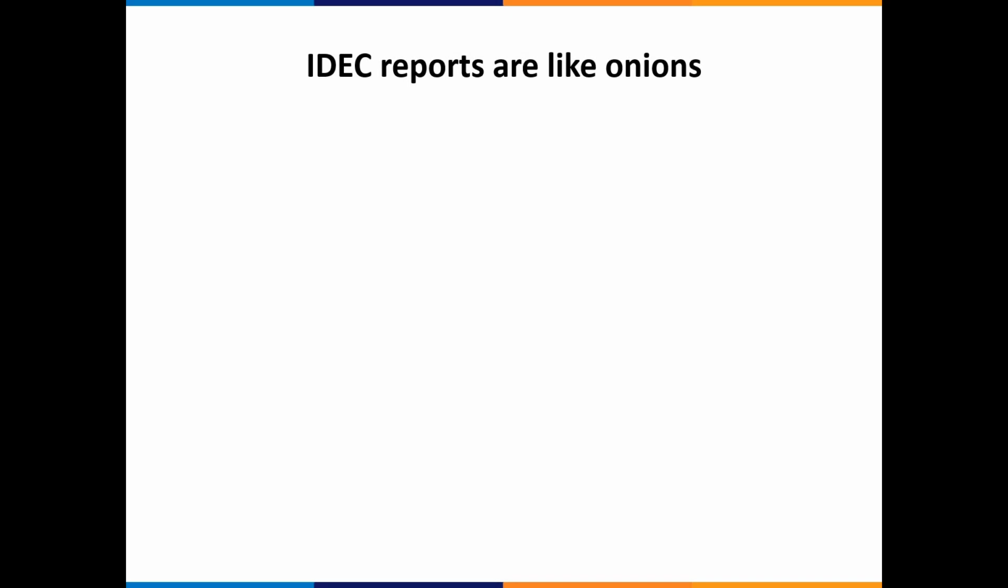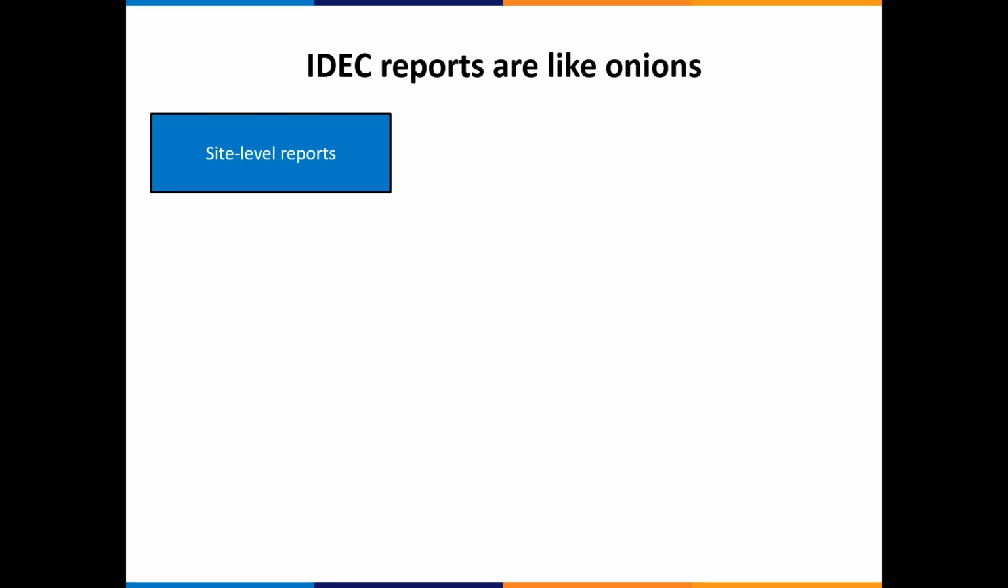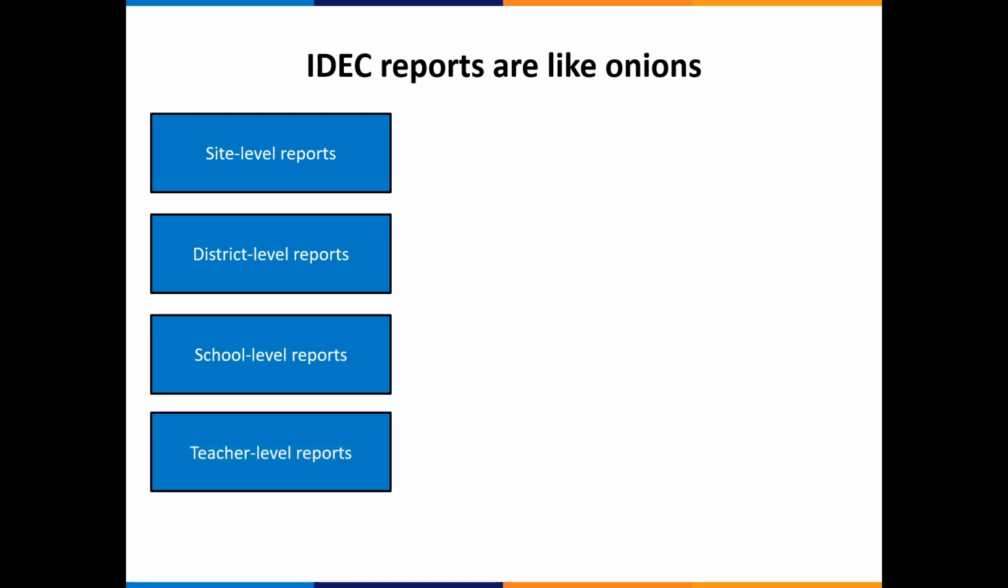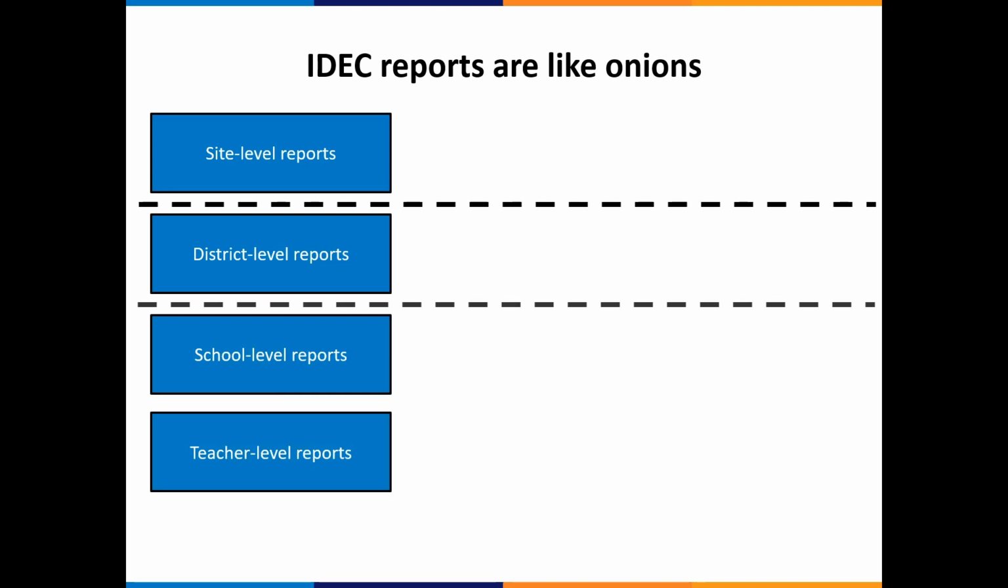So our first topic is going to be the layering of the IDEC reports and how we can use them to troubleshoot certain types of issues in our data. The first thing you need to know is that the IDEC reports are like onions. And like I've been saying, it means that the reports come in layers. The different types of reports that come back from IDEC, of course, we have our site level reports, our district level reports, our school level reports, and then we even have some teacher level on demand reports. It's these reporting levels that make up our reporting onion, our onion layers.